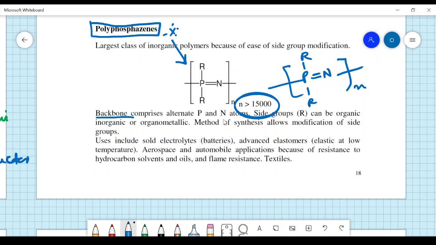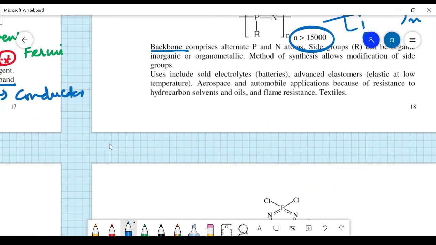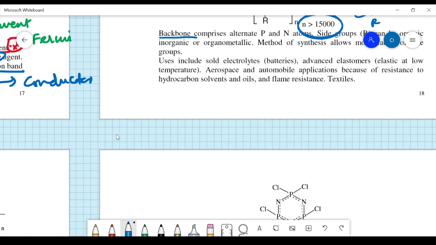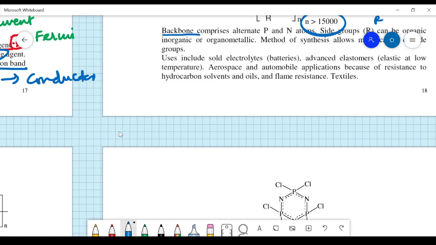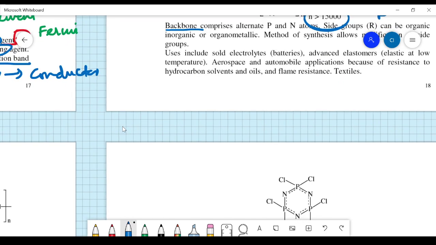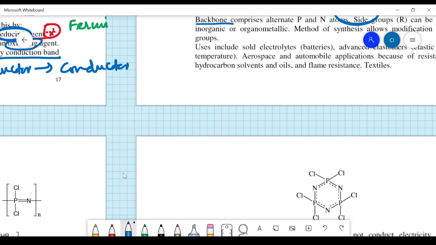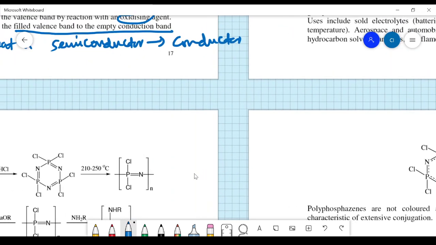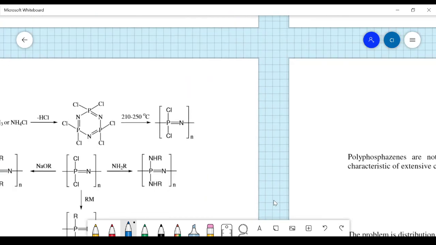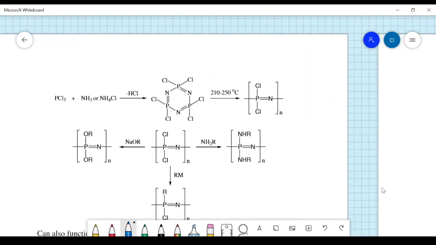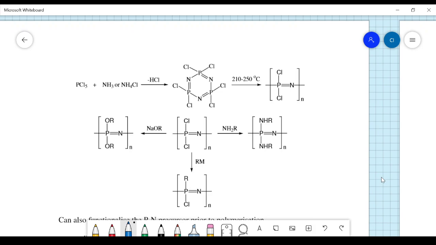The backbone comprises alternate P and N atoms. Side groups R can be organic, inorganic, or organometallic. The method of synthesis allows modification of the side groups. Uses include electrolytes, batteries, and advanced elastomers, elastic at low temperature, for aerospace or automobile applications because of resistance to hydrocarbon solvents, oil, flame, and even textiles, and many polymers, things like that. So you need to draw a structure like this. This is very important for you.